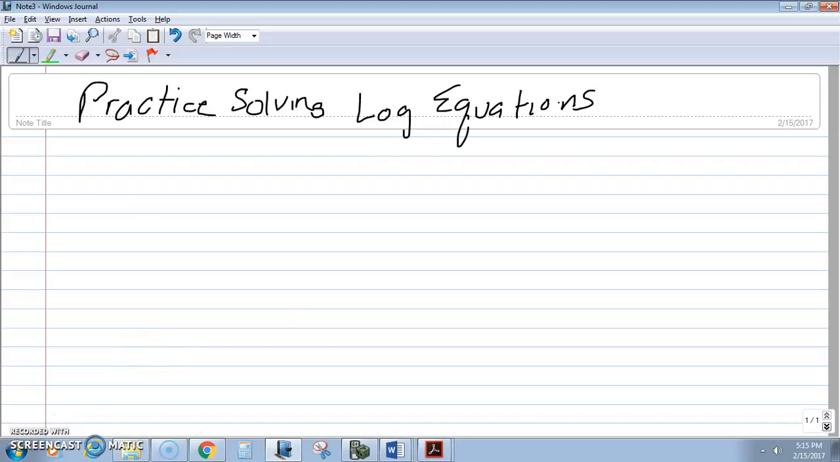All right, you guys, let's go over some of these homework problems that we had for solving log equations. Let's start with number 1.